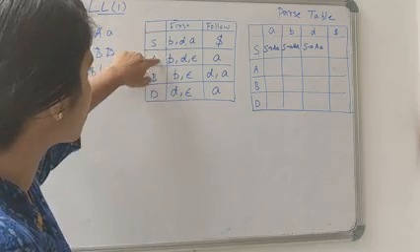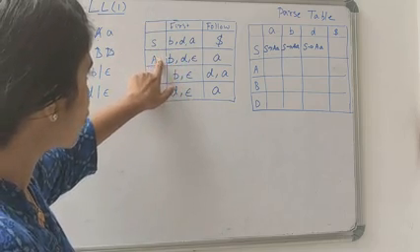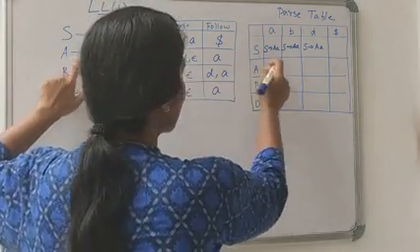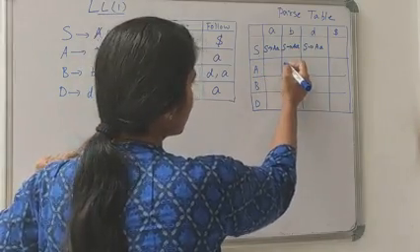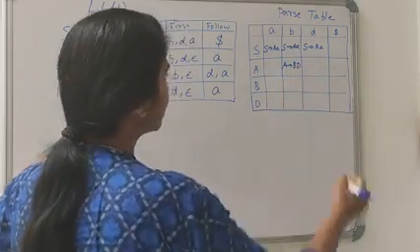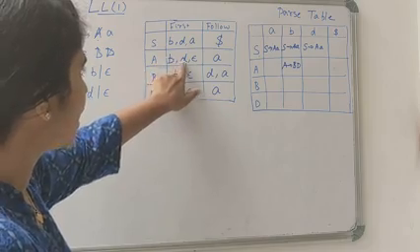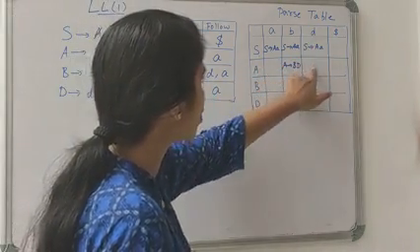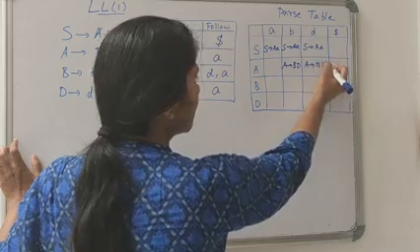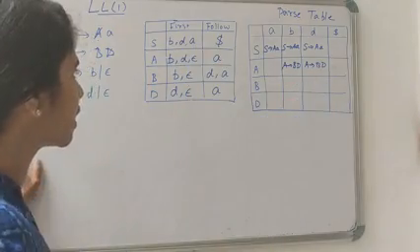Now what is next one? First of A contains b. That is row of A, column of b. We will write the rule for A. In the row of A, column of b, we will write A gives B D. And here also, d. That is row of A and column of d. We will write the same rule, A gives B D. The next one, epsilon, we will not consider now.